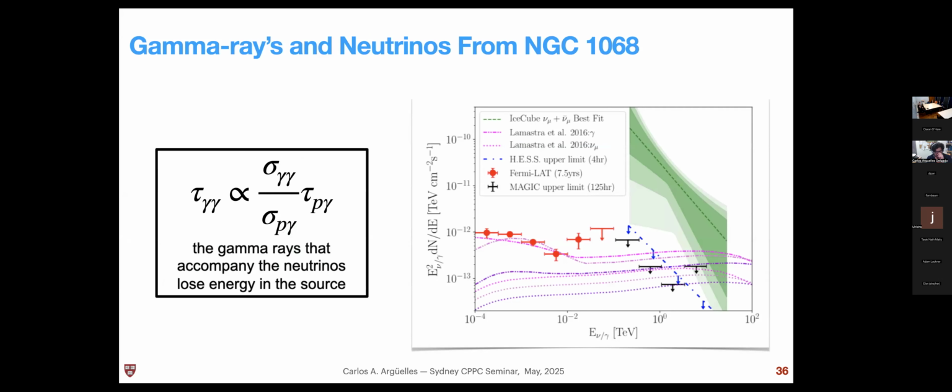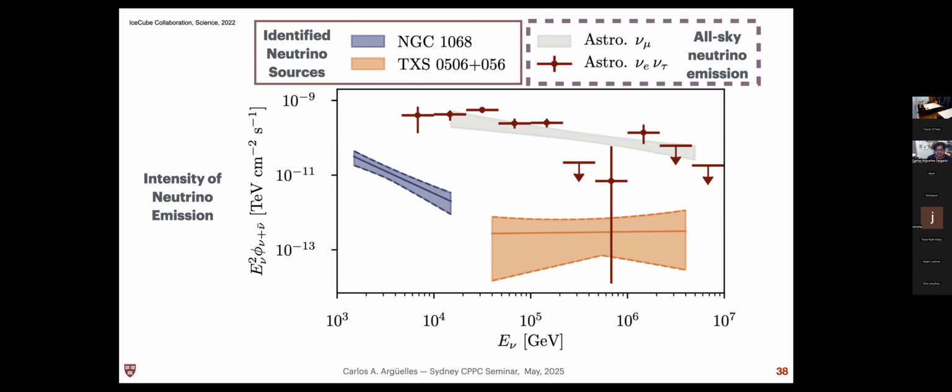We can also look at the gamma ray emission and the neutrino emission from NGC 1068. This is shown in the figure here on the right. The horizontal axis is the energy of the gamma rays or the neutrino. The vertical axis is the intensity. The green bar corresponds to the neutrino flux, and the black and blue are upper limits on the gamma ray emission. You can see that the gamma rays are much lower than the neutrino emission. One possibility to explain this is that the gamma rays are getting attenuated at the source because of the shorter interaction length.